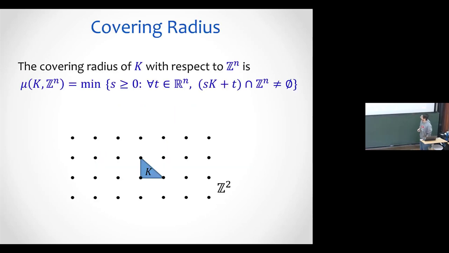Okay. All right. So now I want to shift and go back to IP, and I want to look at IP through the lens of a duality relationship for the covering radius. For that, I have to tell you what the covering radius is. Given a body, think about this as the feasible region for IP, the covering radius is the minimum scaling of the body such that every shift of it intersects the lattice.